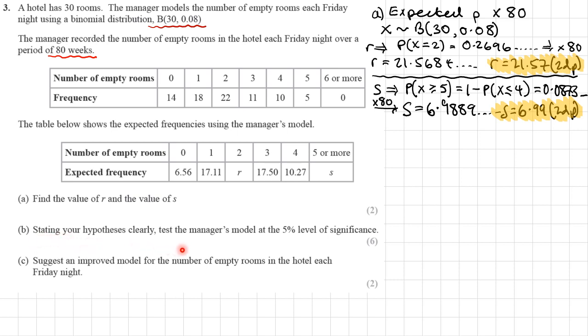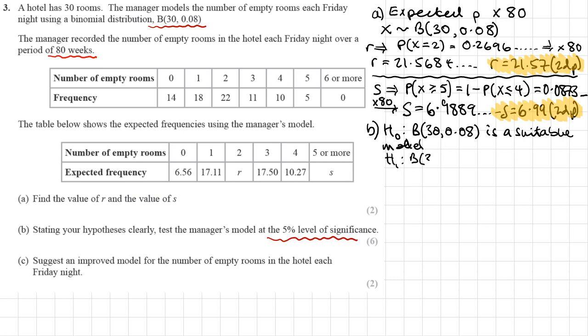Part B. Stating your hypotheses clearly, test the manager's model at the 5% level of significance. So we always start with H0 and H1. So H0 is going to be that this binomial with 30 and 0.08 is a suitable model, and H1 is going to be that the binomial with 30 and 0.08 is not a suitable model.